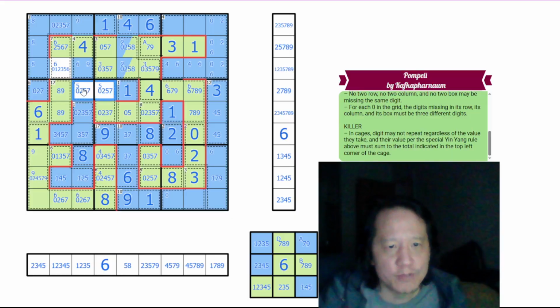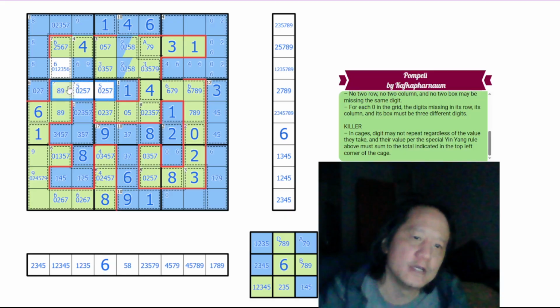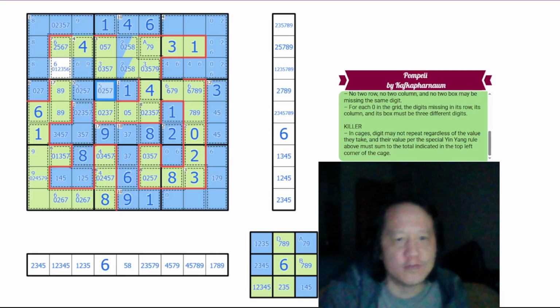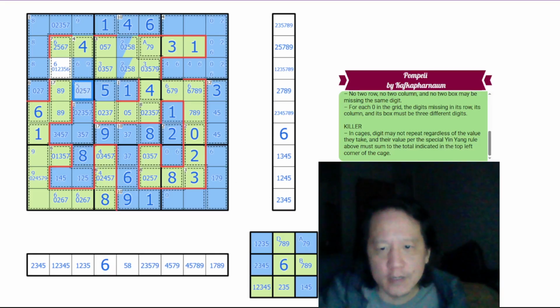This could be both blues or it could be both greens. No, it cannot be both greens. If this is both greens, only one of these is blue, and then it cannot connect to the rest of the area. So this must be both blue. And this is value 0, so this can't be 5 here, so this must be 5 here. Okay.